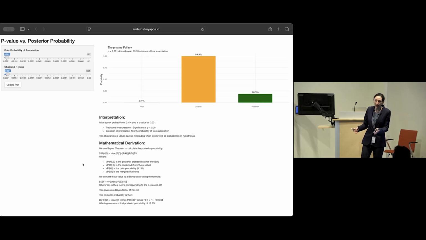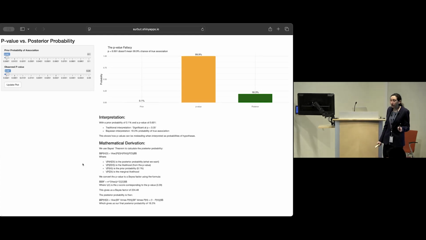It's the probability of seeing a statistic as or more extreme, given that the null is true. Say that p-value suggests a probability of 0.01% of seeing the data, given that the null is true. But it doesn't mean a 99% chance of true association. That's the key point in this plot. If we convert that p-value to a Bayes factor and combine it with the prior, we actually get only an 18% probability of the alternative hypothesis given the data.